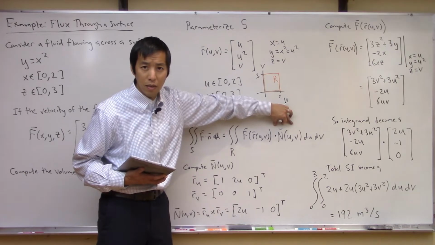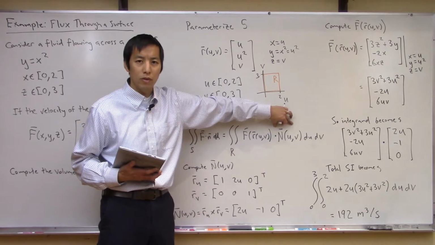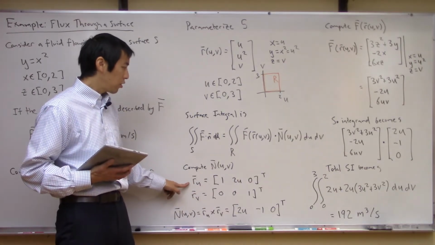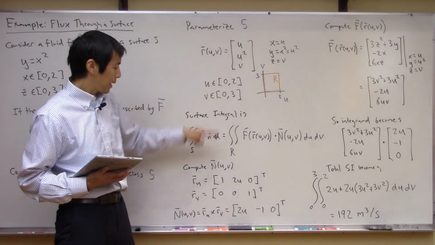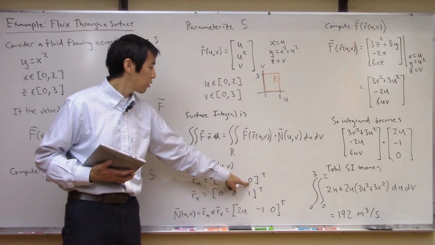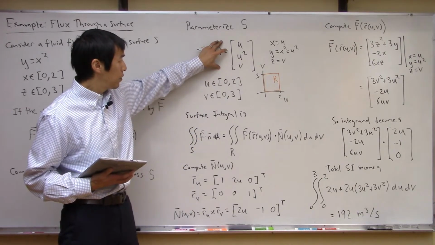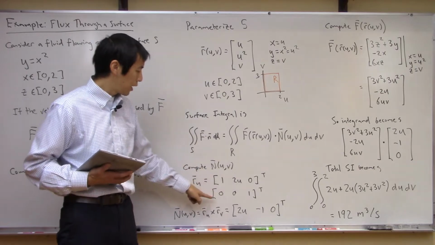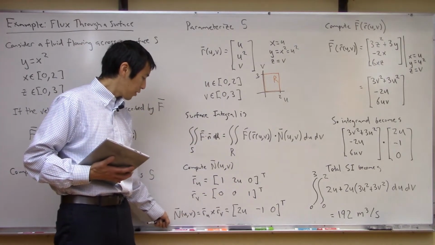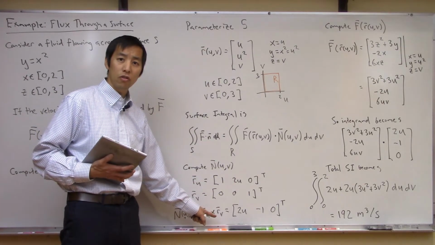It's the exact same thing we did earlier, just our parameterization is different. In this case, for r_u, I take the partial with respect to u, and I get 1, 2u, and 0. Then for r_v, I take the derivative with respect to v, and you can see it's easily 0, 0, 1. And then the normal vector is just the cross product of these two.